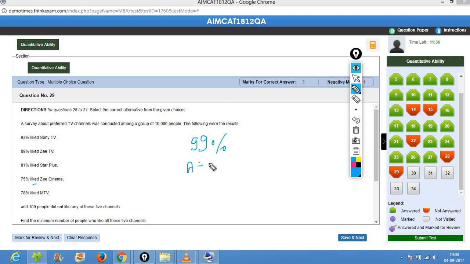So I can say that A plus B plus C plus D plus E is equal to 99, where A is exactly 1, B is exactly 2, C exactly 3, D is exactly 4, E is exactly 5 channels. And the sum of these five percentages is going to give me A plus 2B plus 3C plus 4D plus 5E, equal to how much? 93, 89, 81, 170, 73, 75, 78, 75, 163 plus 170, 3 plus 3, this is 416. Yeah. Okay.